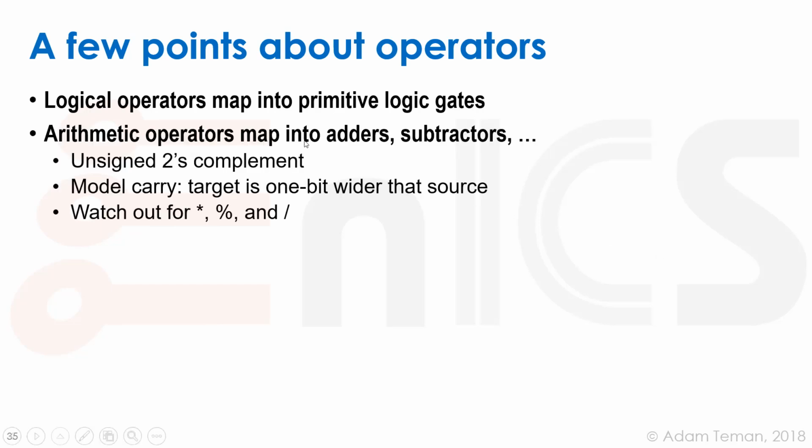But arithmetic operators map into different things. Adders, subtractors, these things are big. They can be unsigned or 2's complement. They have to take into account carries, right? And then if you write something like a multiplier, then it's going to be a big multiplier. So it's not that trivial, and it's much better to stay away from it if you can, with all kinds of shifters and things.